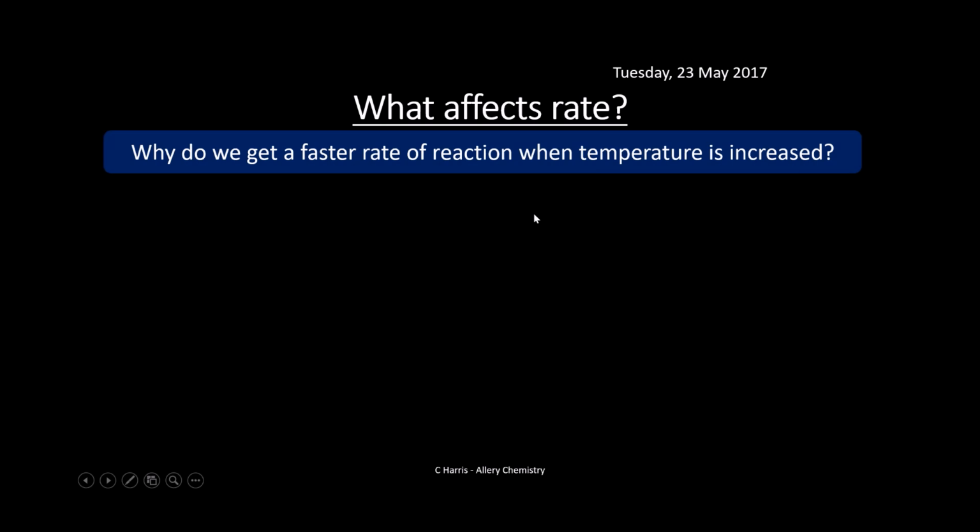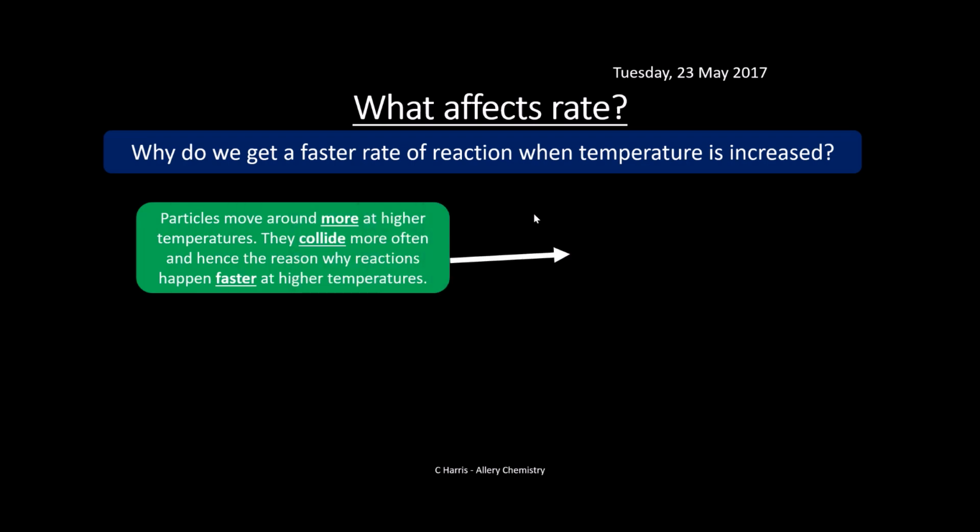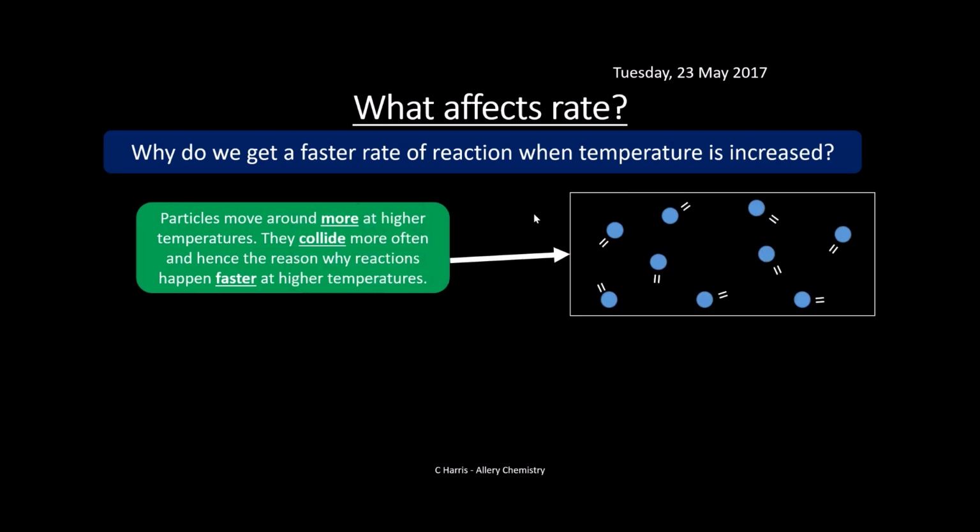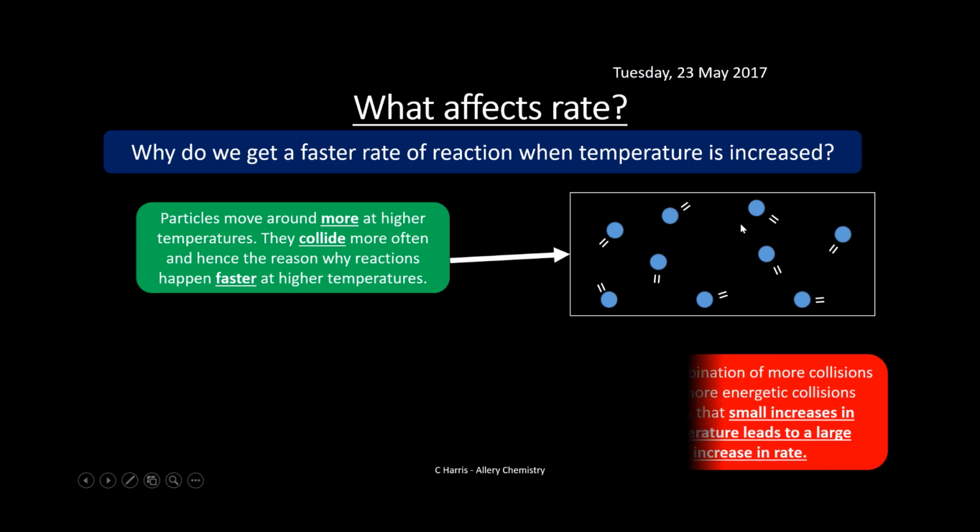Okay, so why do we get a faster rate of reaction when temperature is increased? We need to go onto a molecular level here. Particles move around more at higher temperatures, so they collide more often, and obviously this is the reason why reactions happen faster at higher temperatures. They're all whizzing around with much more energy and colliding more often.